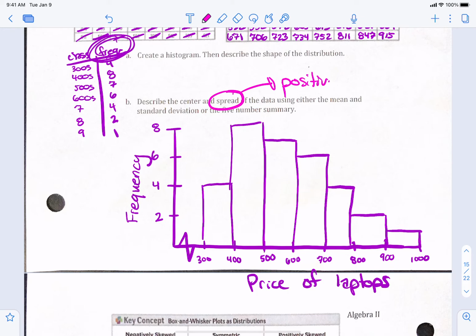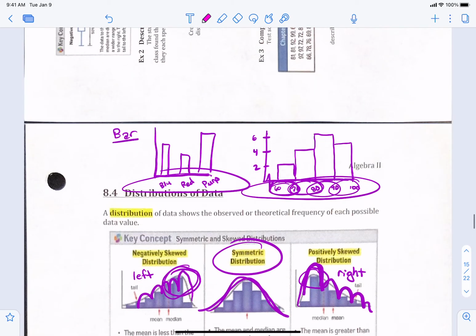It looks like my right foot. What? It is your right foot because this is your big toe. The 400 to 500 is your big toe. It's positively skewed because it looks like this thing.